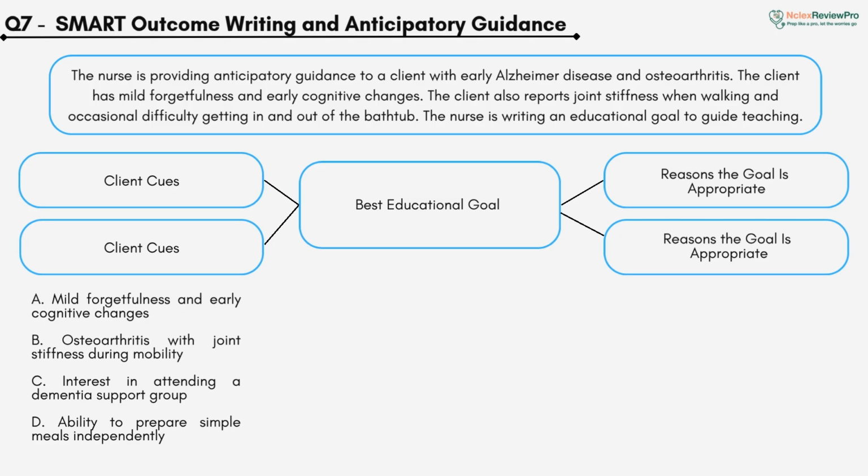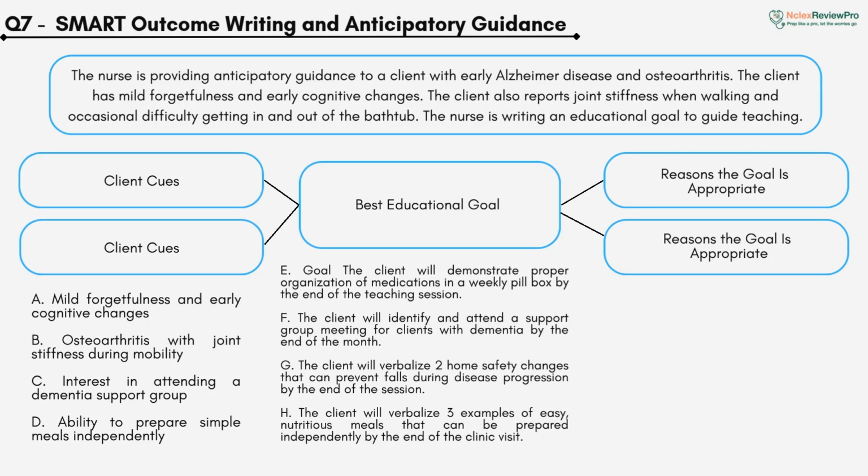Option C, interest in attending a dementia support group. Option D, ability to prepare simple meals independently. For the best educational goal, the options are: Option E, the client will demonstrate proper organization of medications in a weekly pill box by the end of the teaching session.